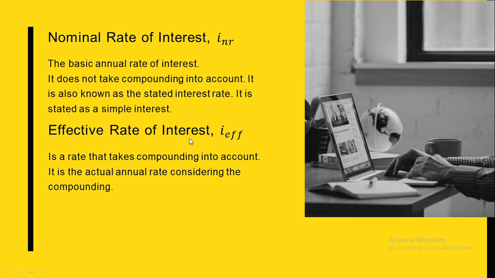While the effective rate of interest, i sub eff, is a rate that takes compounding into account. It is the actual annual rate considering the compounding. So this will be the formula of the effective rate: i effective is equal to parenthesis (1 plus i sub NR over m) raised to m minus 1, where m is the number of interest periods per year.